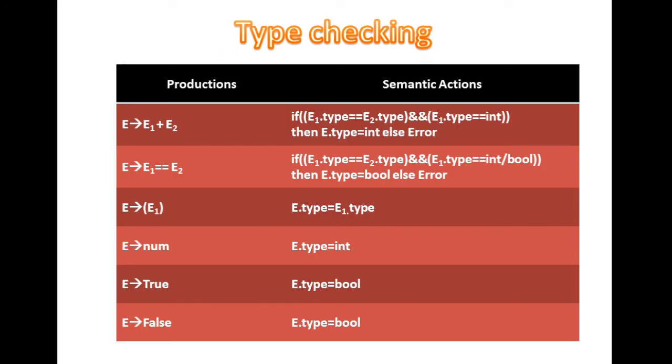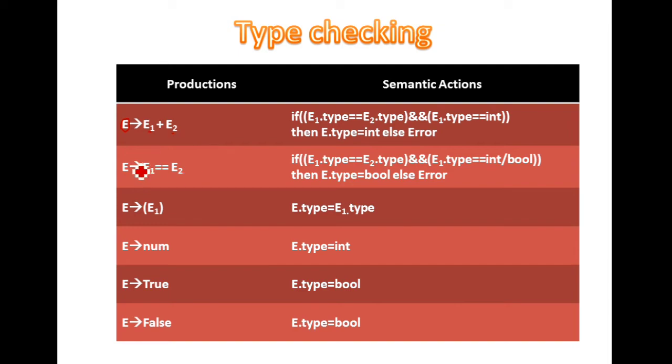So now we'll go for type checking with the rules which are provided here. The rules are given here in the form of productions, and the corresponding semantic actions are given on the right side. The first production rule is E tends to E1 plus E2. If E1 and E2 are identical data types, and if E1 dot type is equal to integer, then obviously the resulting type of E will be integer. That is the meaning of it. So if E1 and E2 are integer, then E will also be integer.